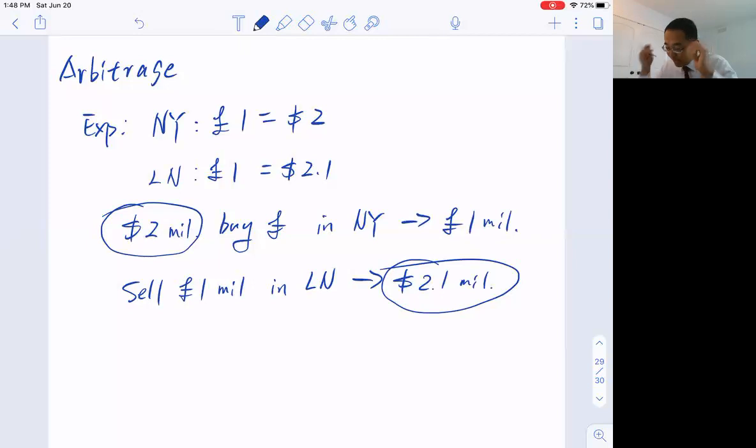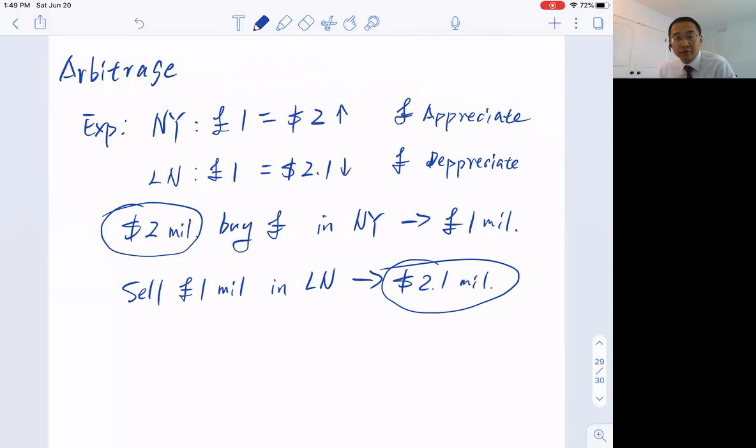Because as people buy more pounds in New York, the pound is going to appreciate in New York, right? And when people sell pounds in London, that means pounds will depreciate in London. So this rate is going to increase and that rate is going to decrease, so that difference is going to close fairly quickly. Okay, so this is how you make money with arbitrage, and this is called a two-point arbitrage.